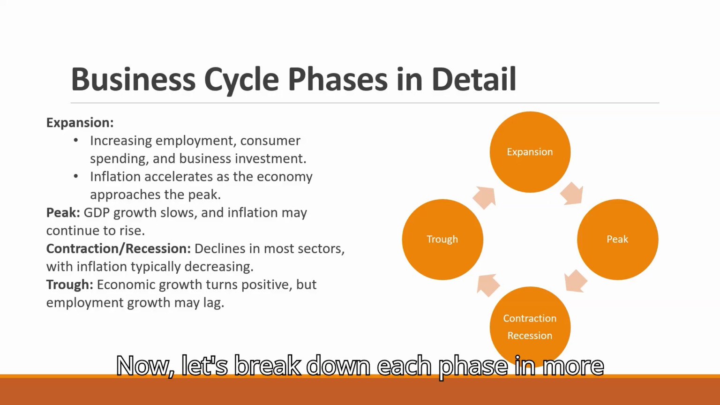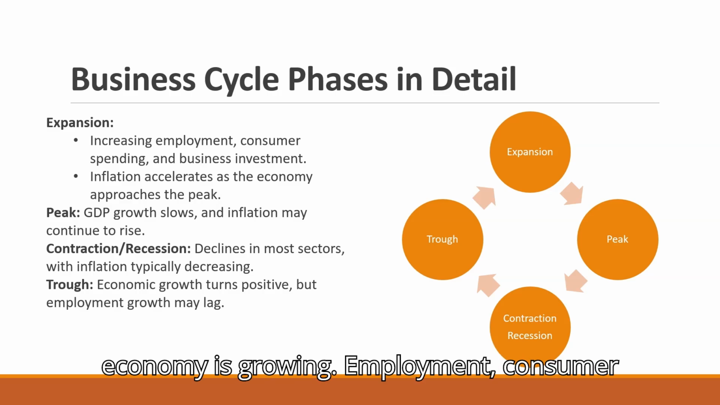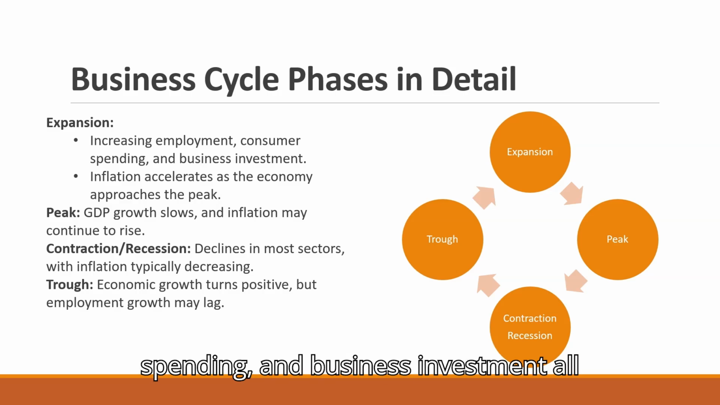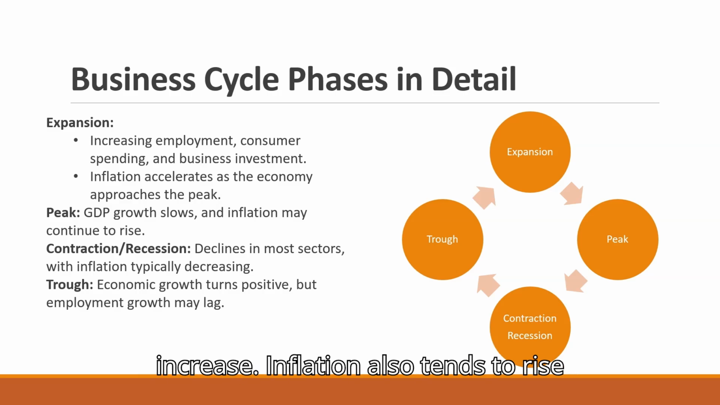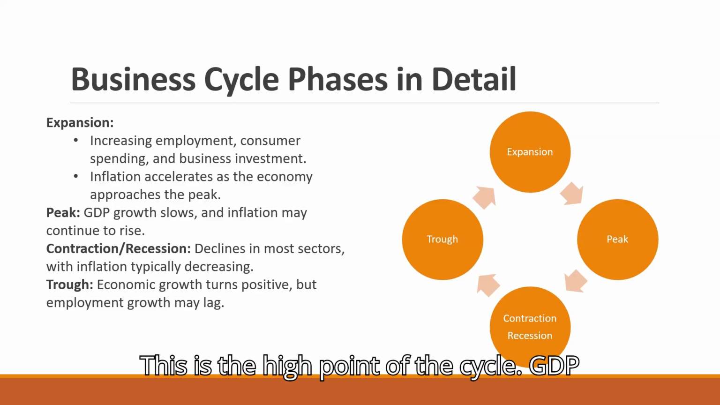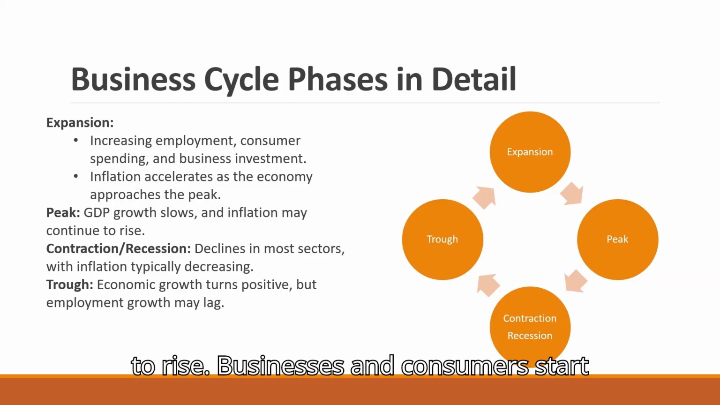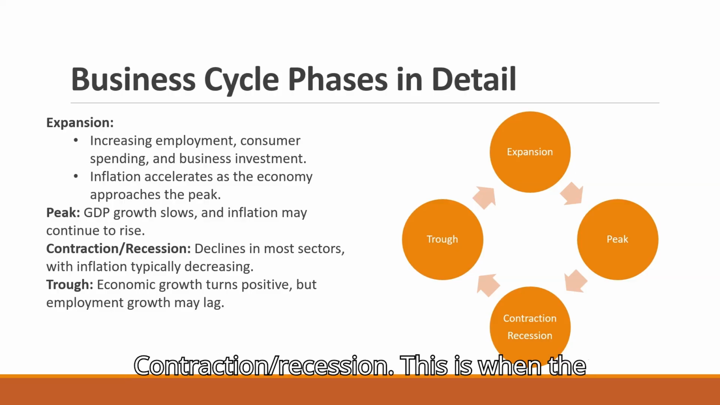Now, let's break down each phase in more detail. Expansion. This is when the economy is growing. Employment, consumer spending, and business investment all increase. Inflation also tends to rise as the economy approaches the peak. Peak. This is the high point of the cycle. GDP growth slows, and inflation may continue to rise. Businesses and consumers start to become more cautious.